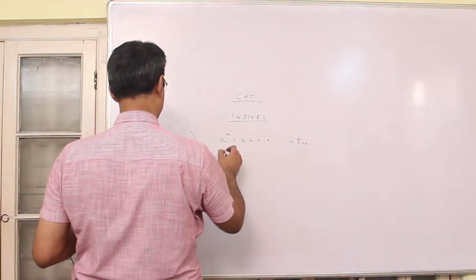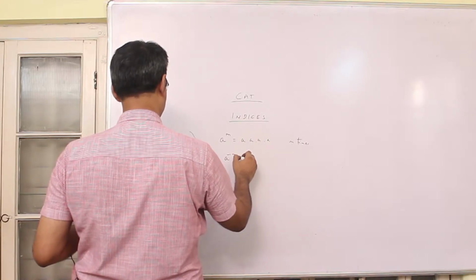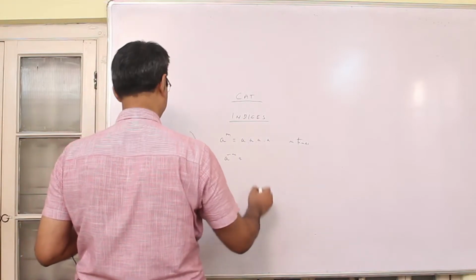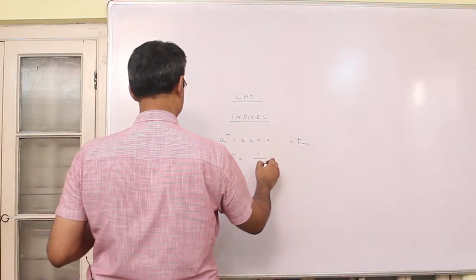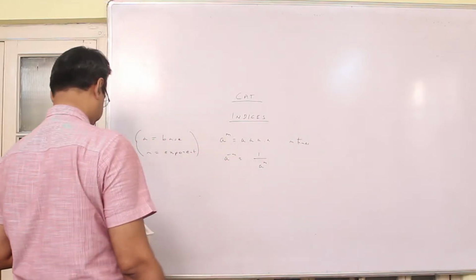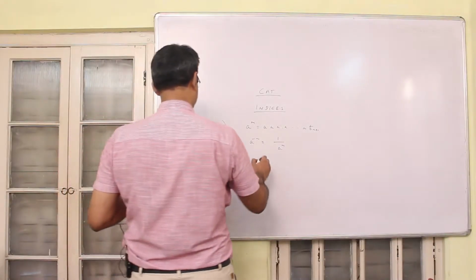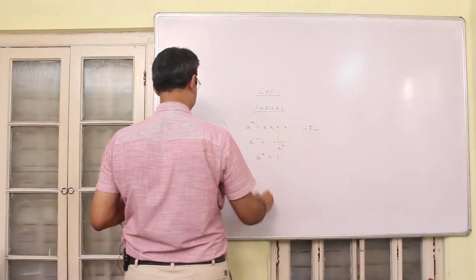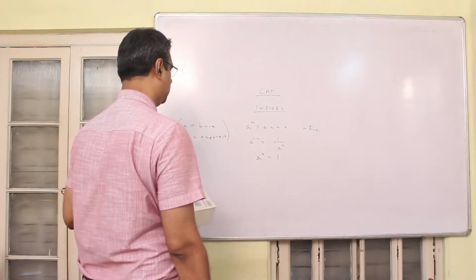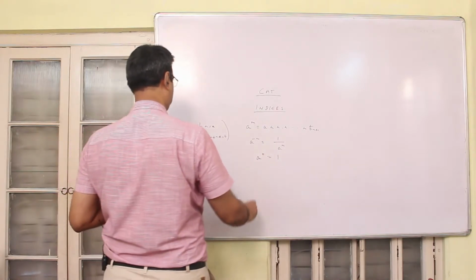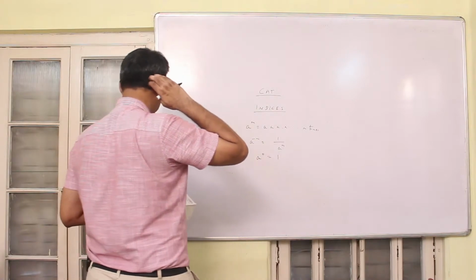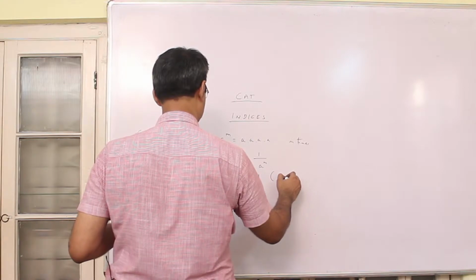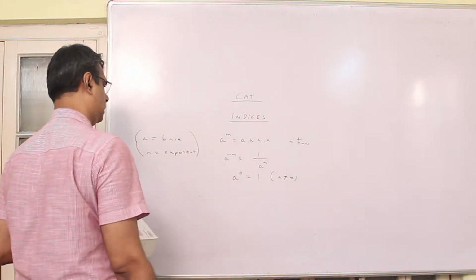Now if the exponent has a negative sign, suppose a to the power minus m, then it will be the reciprocal of a to the power m. If the exponent is 0, then the answer is always equal to 1. Any number other than 0, if you raise it to the power 0, the answer will be 1.